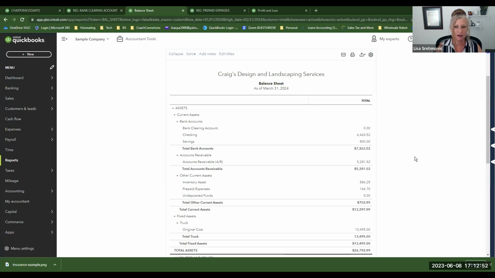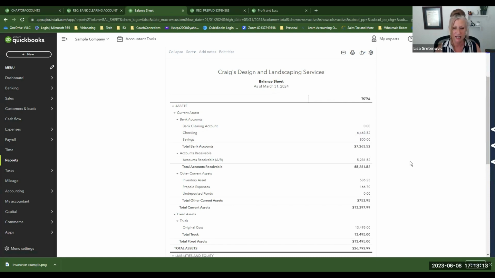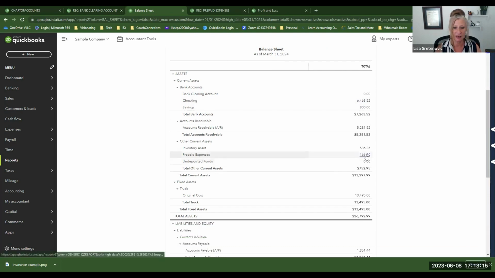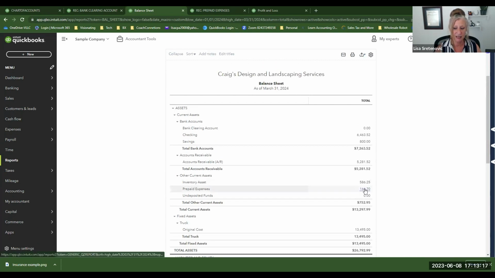So first of all, here we are in March of 2024, and we're looking at our balance sheet. And we can see that our bank clearing account is 0. Yay, that means that we utilized it appropriately, and we're not using our checking or our savings account to muck up those accounts with our $0 entries. And then we want to look at our prepaid expense account. We see that it's $166.70.